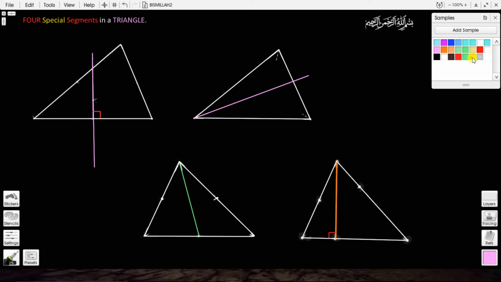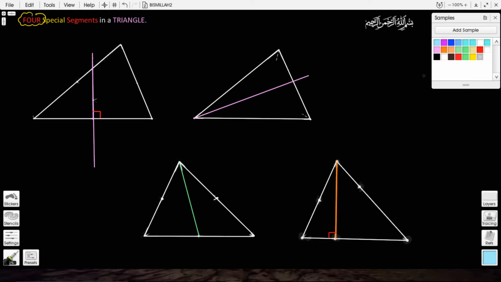Bismillahirrahmanirrahim. Today, inshallah, we will talk about 4 very special segments in a triangle. There are 4 special segments in a triangle. Today I'm just going to talk about some of their salient characteristics, some basic features, their names, etc. that we need to know, and then we shall elaborate on these in the future, inshallah.